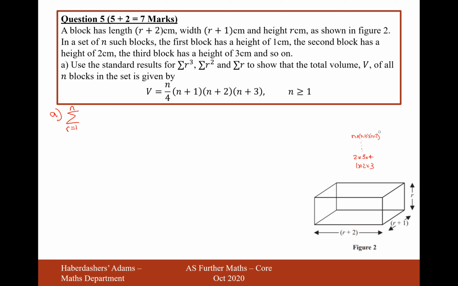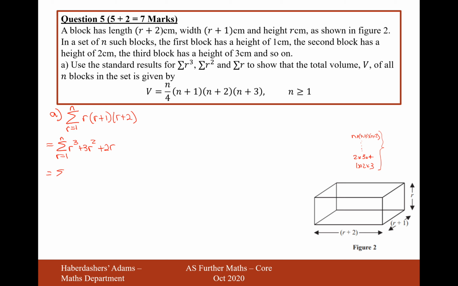So we're going to have to add all of these volumes up, because the way you find the volume of a cuboid is you multiply the 3 dimensions together. So it's going to be the summation of r, r plus 1 and r plus 2. First of all, we need to expand the brackets. The summation from r equals 1 up to n of r cubed plus 3r squared plus 2r.